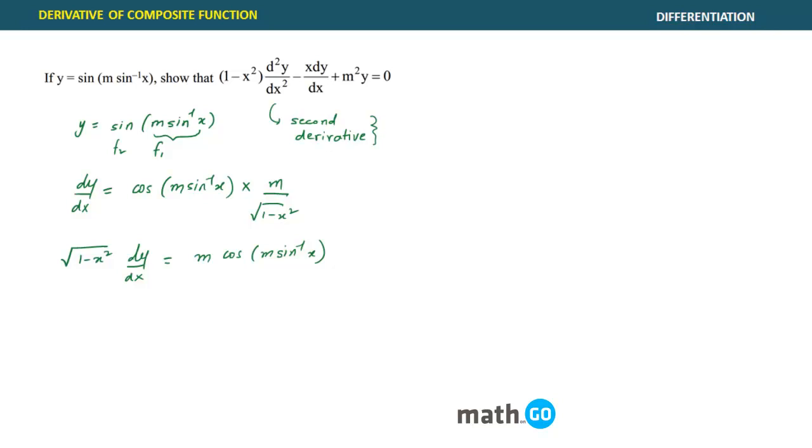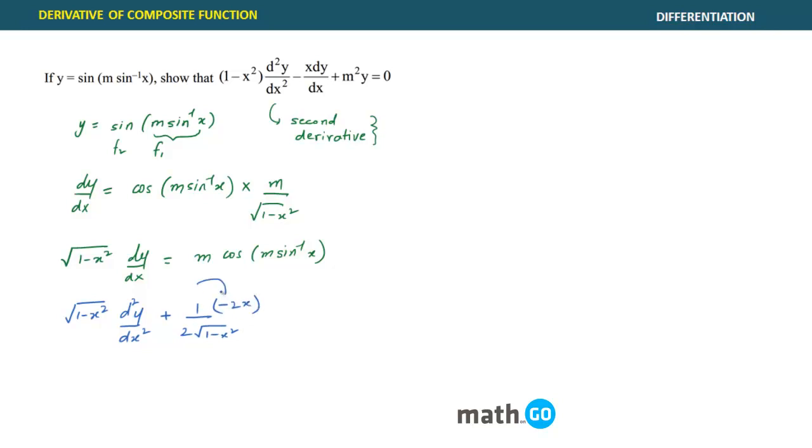You need the second derivative also. So we'll differentiate it once again. Let's see what we will get. This will be root of (1 minus x square) into d2y by dx square, plus what you should get over here is 1 by 2 under root (1 minus x square) into minus 2x.